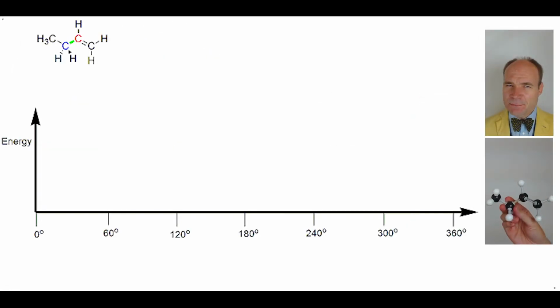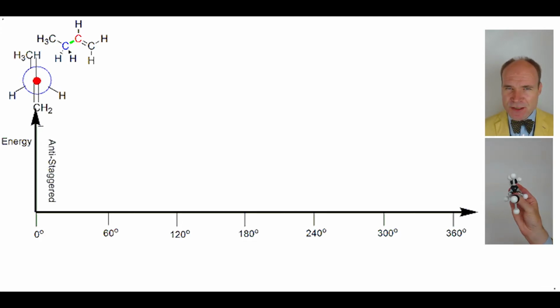Let's contemplate butene. We're viewing it down the bond from carbon 2 red to carbon 3 blue. Here's that view in Newman projection. It shows the anti-staggered conformation with the highest energy of all the conformations. There's a dihedral angle from carbon 2's red hydrogen to carbon 3's blue methyl group of 0 degrees.